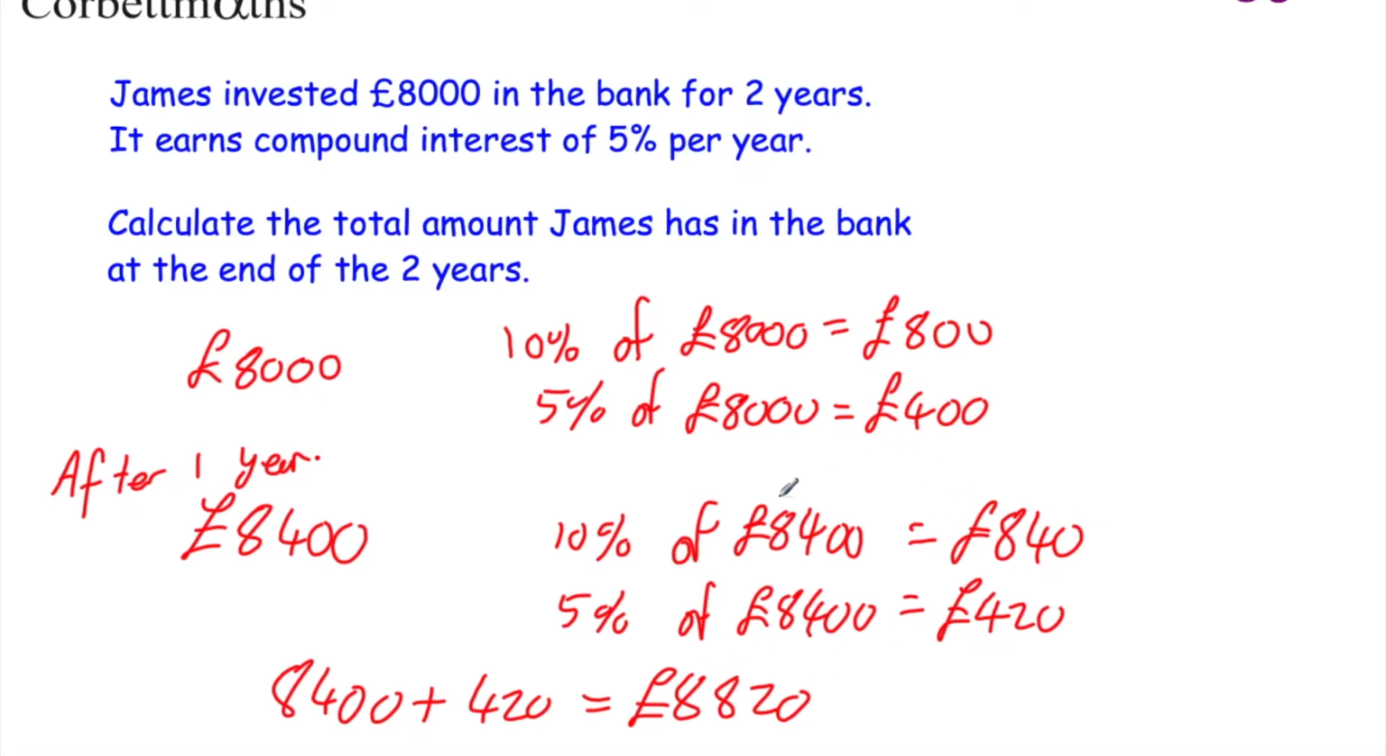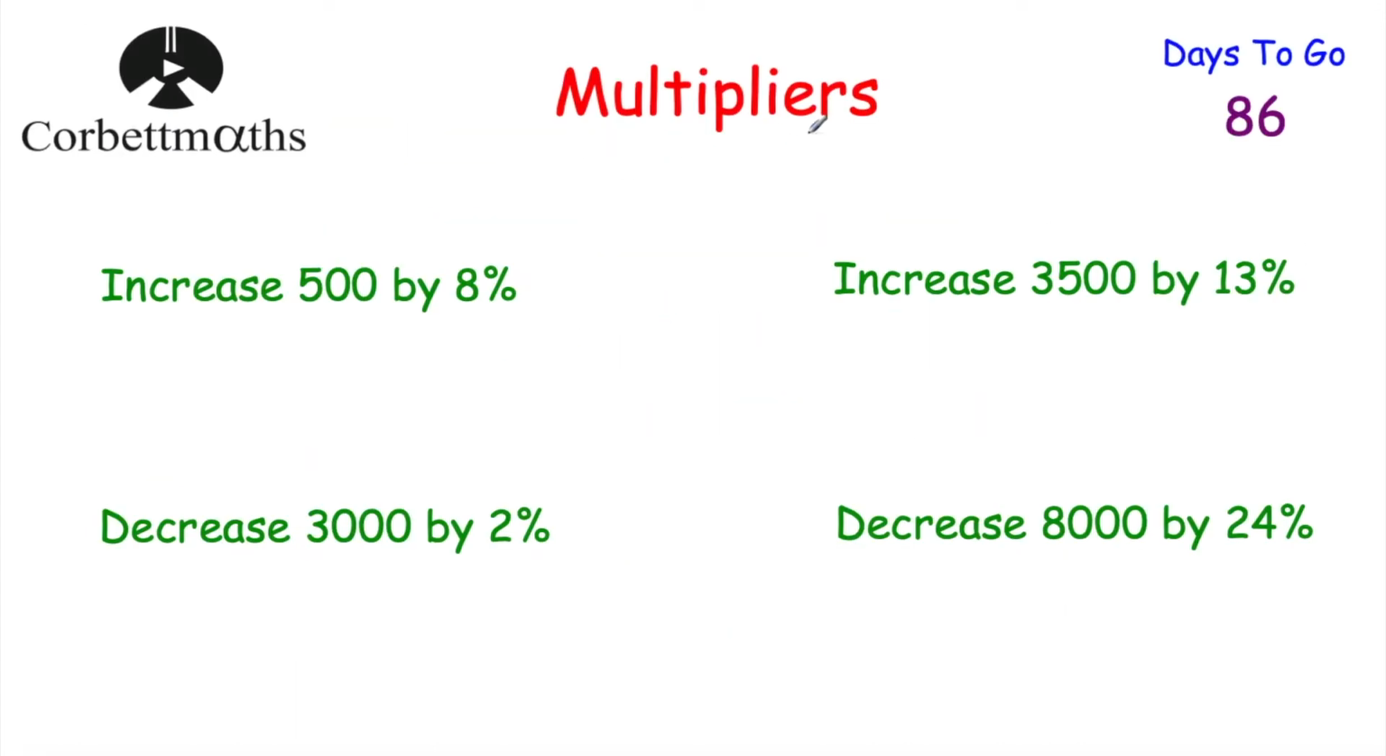Now that method could be quite time consuming, because what if the question said after 20 years? Well, we don't want to be doing this for 20 years. What we want to do is a quicker and easier way to work that out. Now, before we do that, I'm going to look at a topic called multipliers.